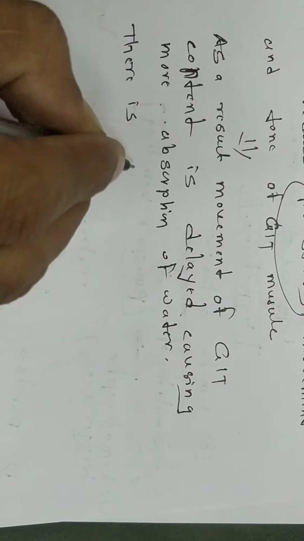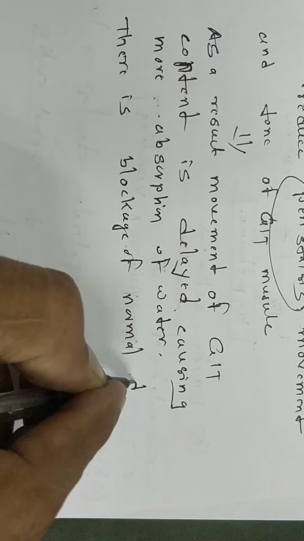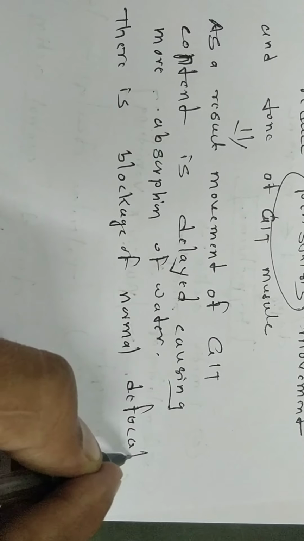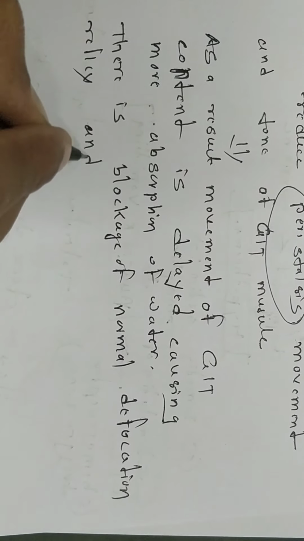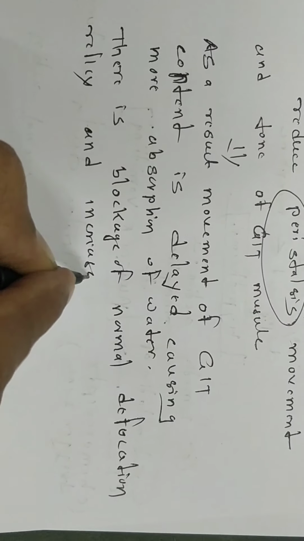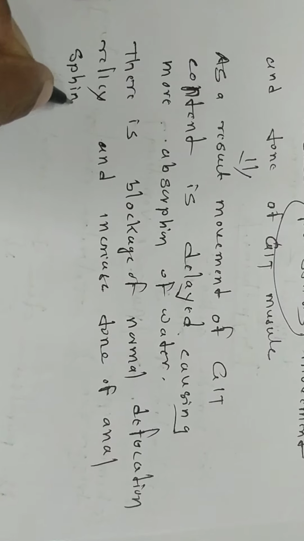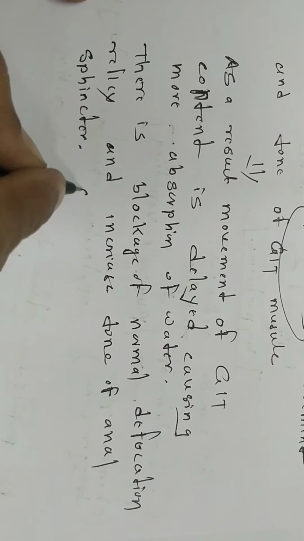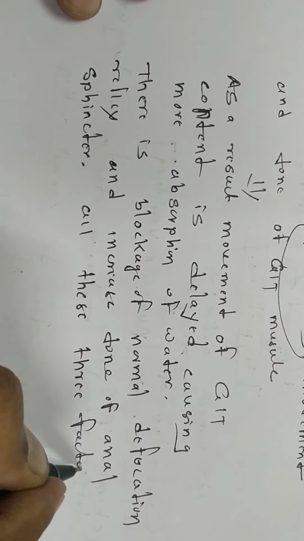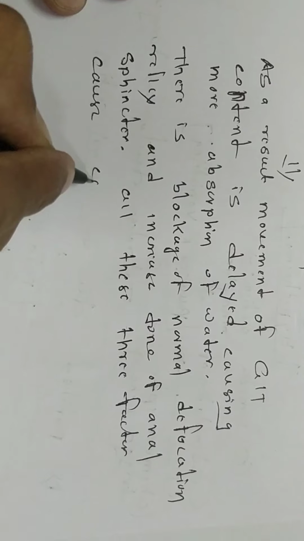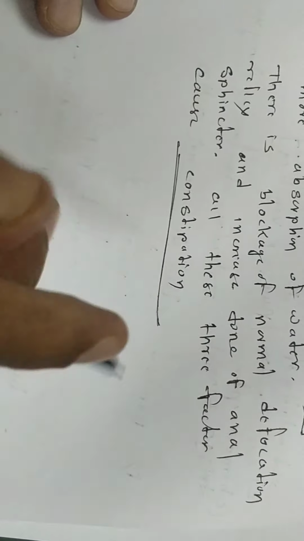Then there is blockage of the normal defecation reflex, and increase in the tone of the anal sphincter. All these three factors cause constipation. The most adverse effect of morphine is constipation.